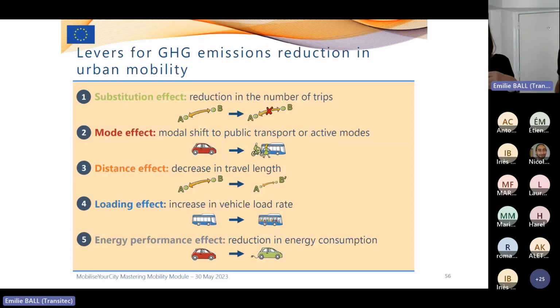If we manage to implement the mobility vision of the Greater Sousse SUMP and the metropolis of proximity, we can expect a decrease in travel length, because we are going to have several polarities instead of one big polarity. The loading effect as well has an impact, because it's good to have public transport, it's good to have buses, but if those buses are empty, it won't reduce greenhouse gases emissions, on the contrary. So the loading factor is also really important.